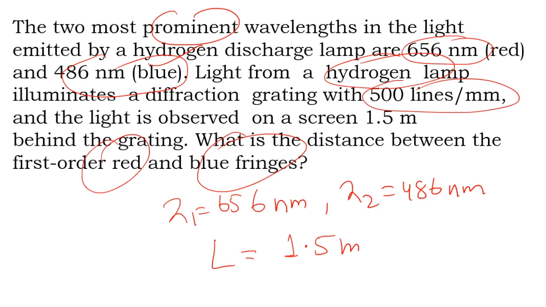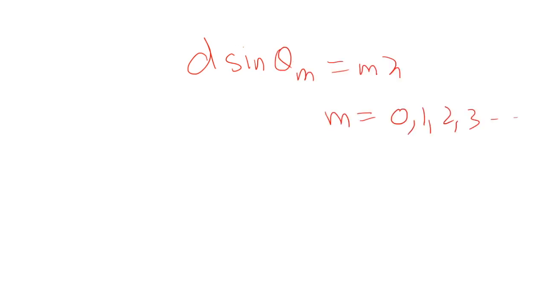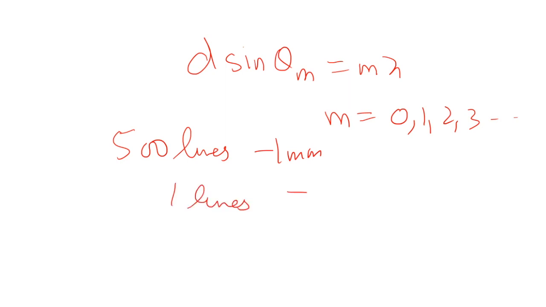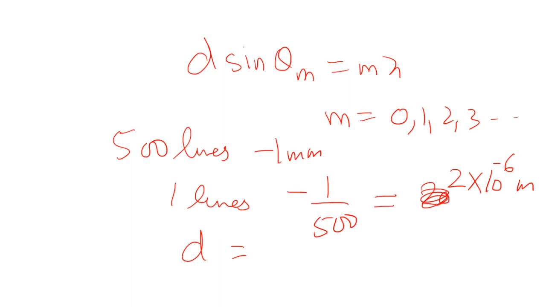Again, we know that the interference pattern for a diffraction grating is d sin theta = m lambda, where m is equal to 0, 1, 2, 3 and so on. Now we are given that there are 500 lines in 1 millimeter. So one line is in how many millimeters? It's 1 by 500. When you convert into SI units, meters, you get 2 into 10 to the power minus 6 meters. So this is our d. D came out as 2 into 10 to the power minus 6 meters.